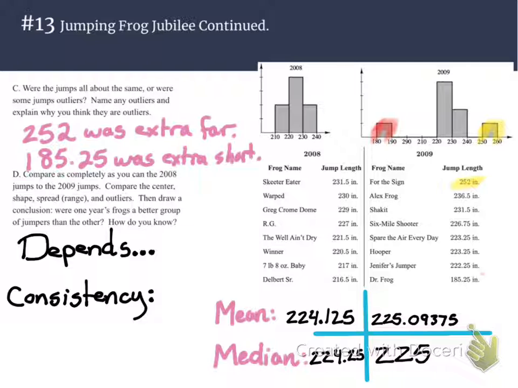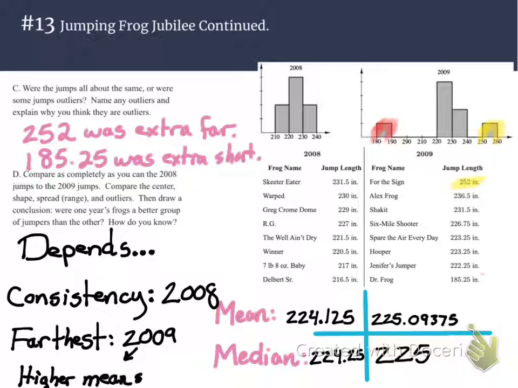They all jumped within 15 inches of each other, which is pretty cool. But once again, if you talk about furthest, or if you look at their mean or their medians, you would argue that 2009 were better jumpers. And they also had the highest jump as well, at 252 inches.